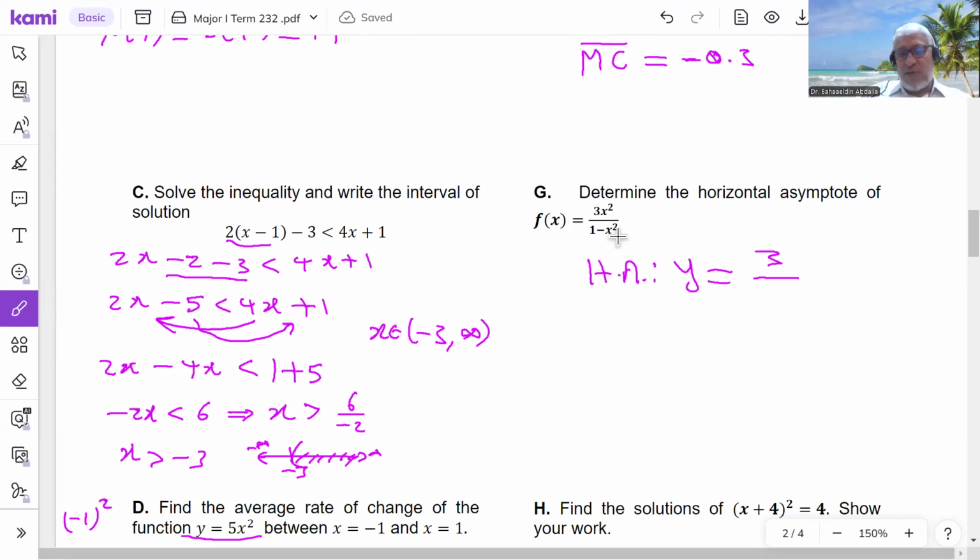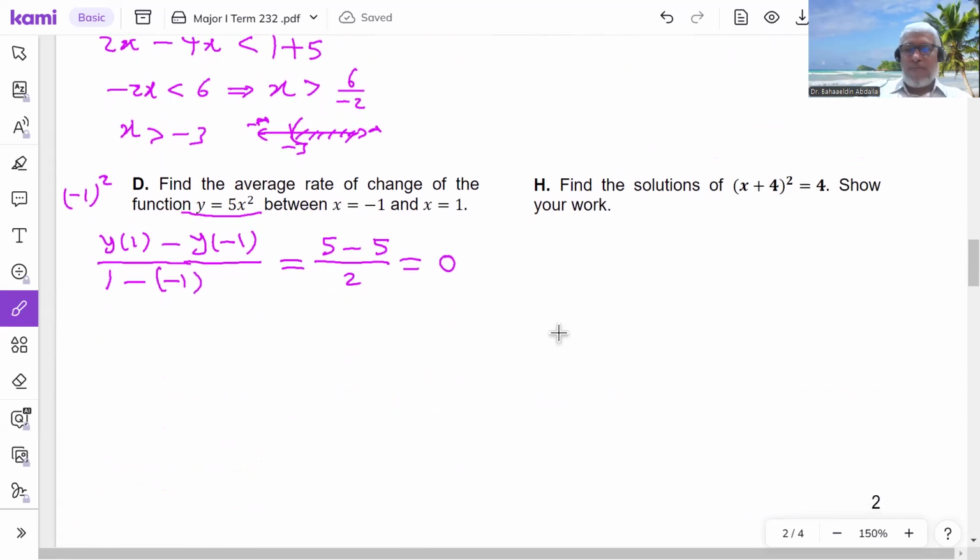The highest power is x squared, and the coefficient of x squared in the denominator is -1. So 3 over -1, which is -3. So this is the equation of the horizontal asymptote. It's y equals -3.